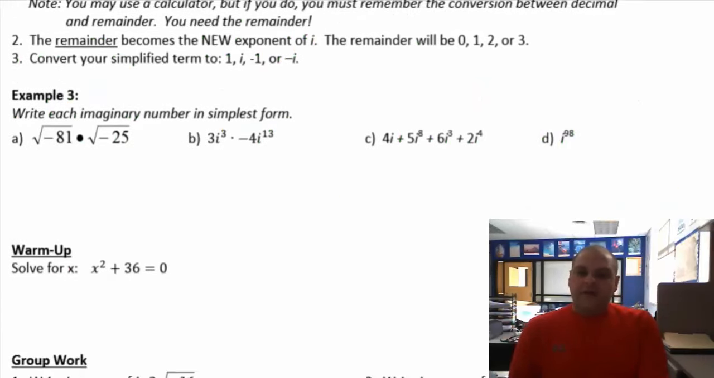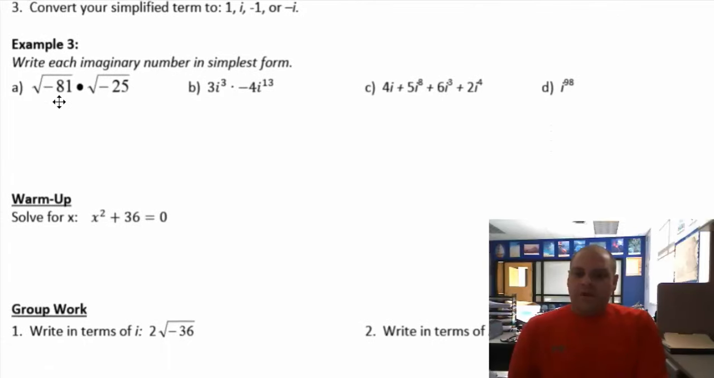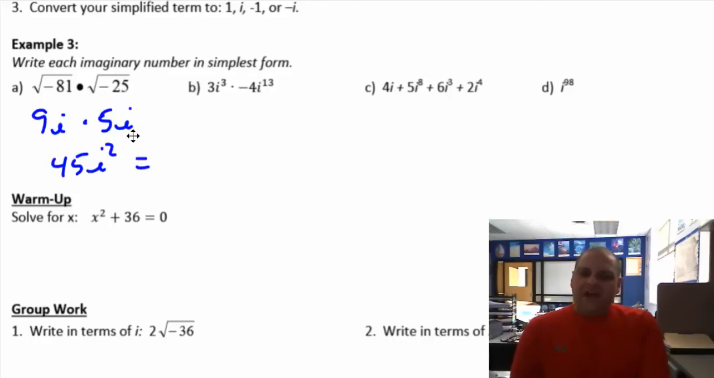Here's some examples here. So, we already did it. Oh, here's multiplying. So, this is 9i times 5i, and this is 45i squared. See that? So you can't just multiply the radicals with negatives in there. You have to get them to i first, and that's 45i squared. i times i is i squared, and then i squared is negative 1. So 45 times negative 1 is negative 45. So A is negative 45.